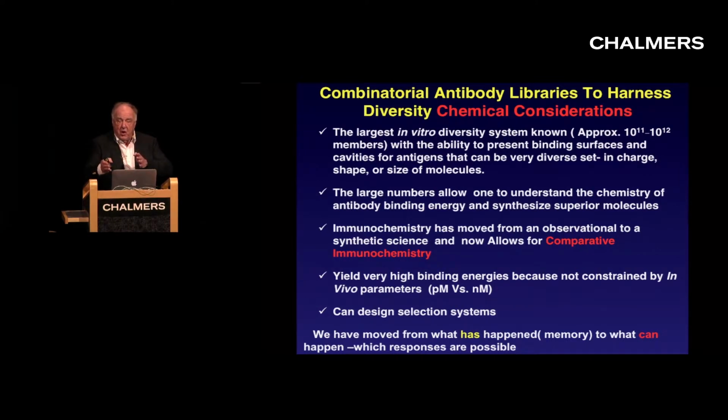It allows you to turn on. You've got an equally complicated system that shuts you off. So you have a turn-on system and a turn-off system. Nanomolar seems to be about as good as you could do in vivo. You can design selection systems, and let's spend a second on this. Move from what has happened, that's what immunology was, immunochemistry, memory, to what can happen, what responses are possible.